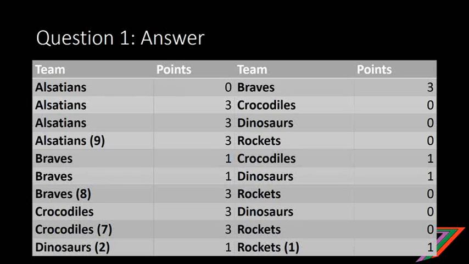Okay, so let's figure out who's drawn with who and who's beaten who. So start with the Alsatians. They have 9 points. So they would have won 3 out of 4 games, and they would have lost 1 game. It's the only way you could have got 9 points out of that combination.